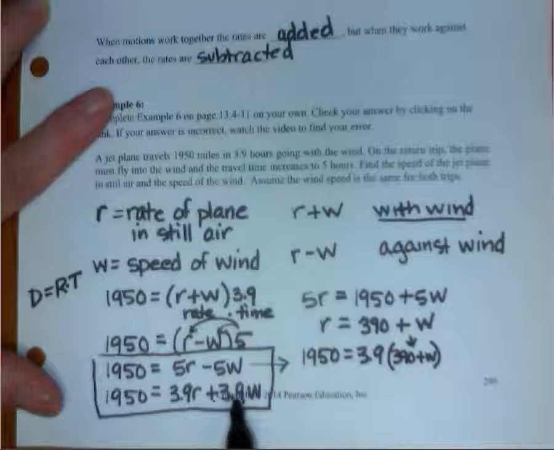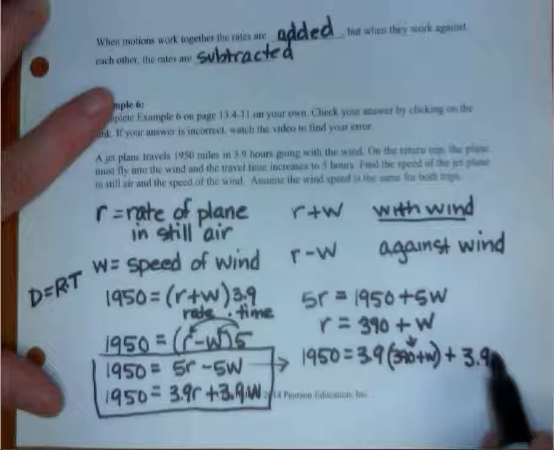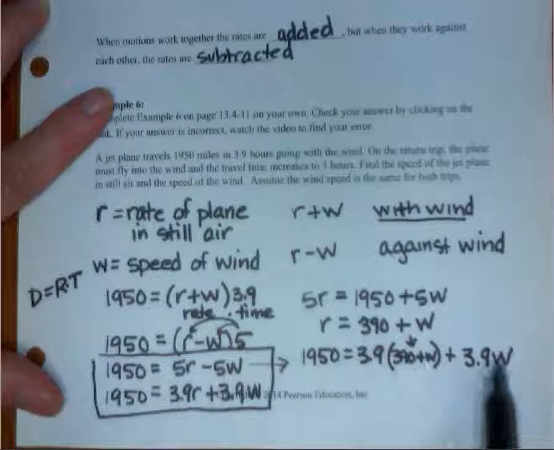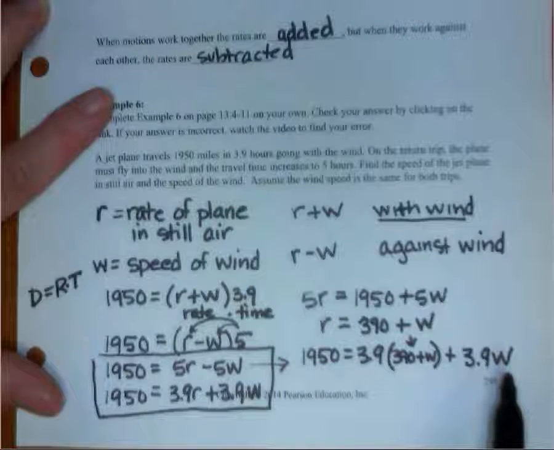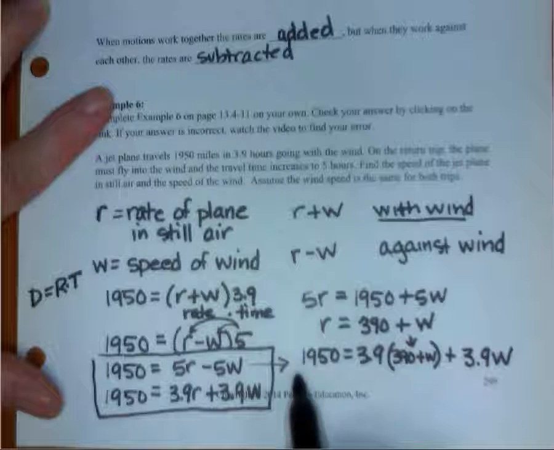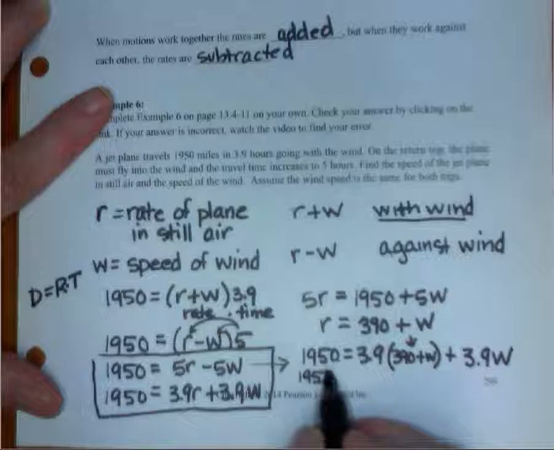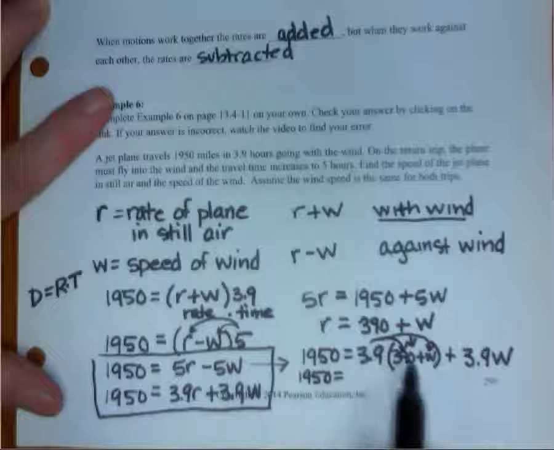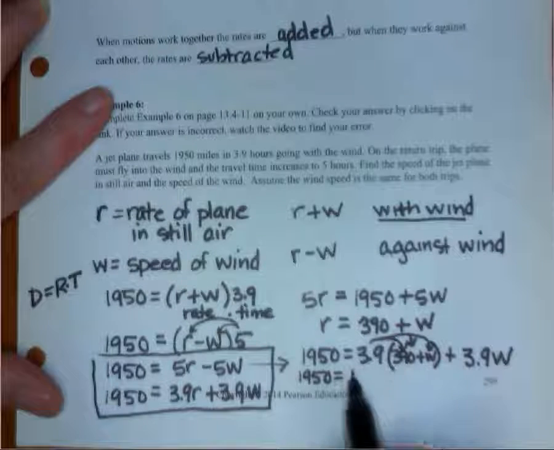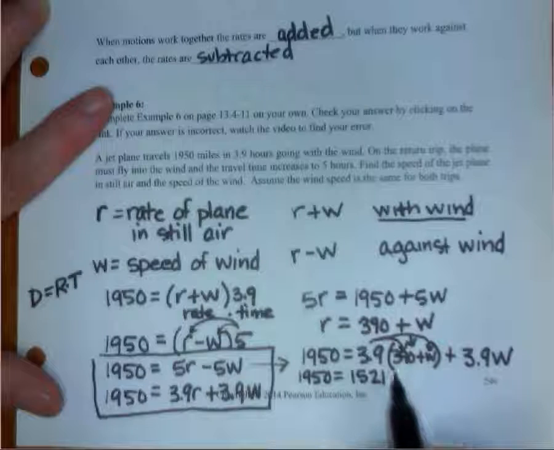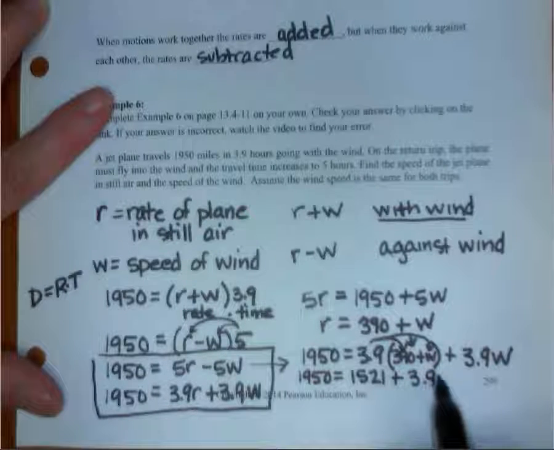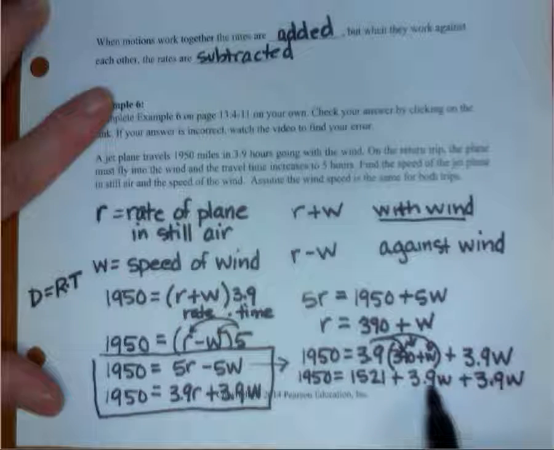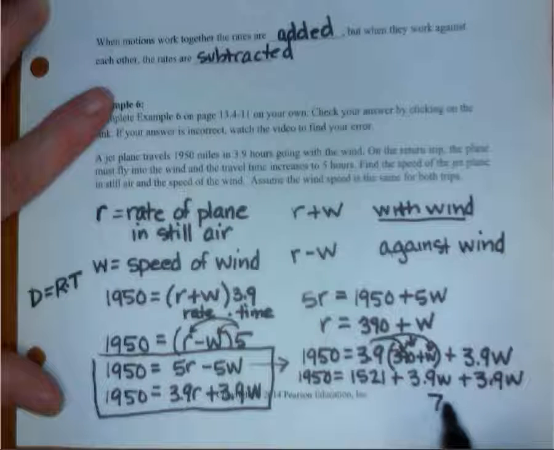And then I still have my other 3.9W here. So now I have an equation with all W's. I'll be able to solve this for W. So I have 1950. I need to distribute this. 3.9 times 390 is 1521 plus 3.9W plus 3.9W. Combine like terms, giving me 7.8W.